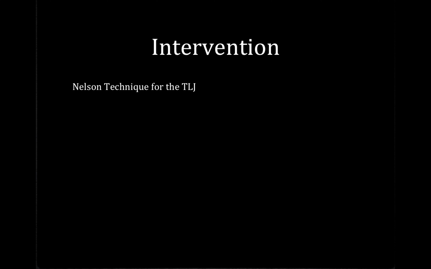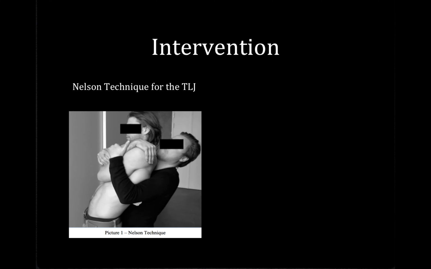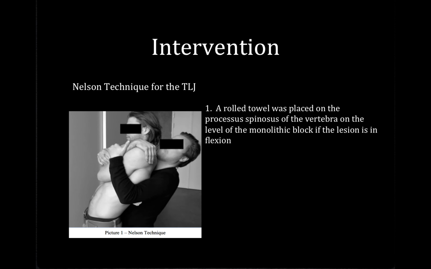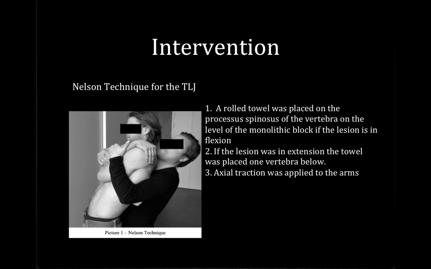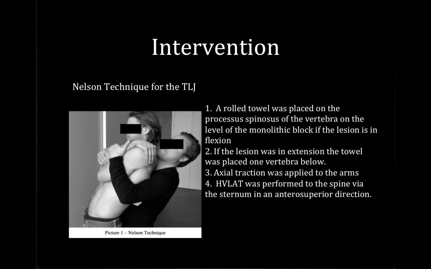The intervention. The intervention was done by a Nelson technique on the thoracolumbar junction. It was performed by a rolled towel being placed at the processus spinosus of the vertebra with a monolithical block. If it was a lesion in flexion, the towel was placed at the vertebra; if it was a lesion in extension, the towel was placed one vertebra below. Axial traction was applied to the arms, and a high velocity, low amplitude thrust was performed via the spine through the sternum in an anterior superior direction. This was done to the intervention group.